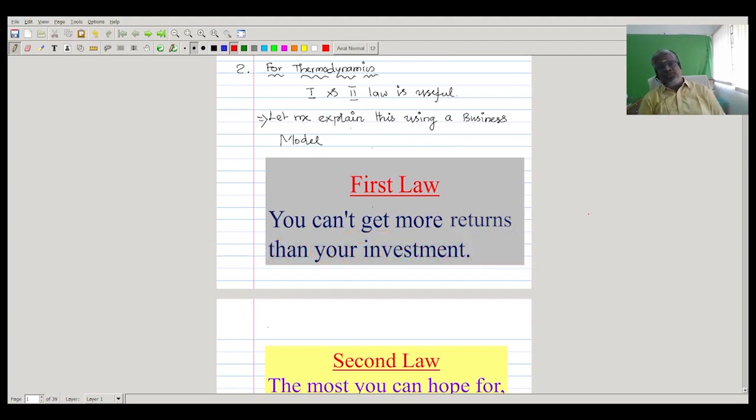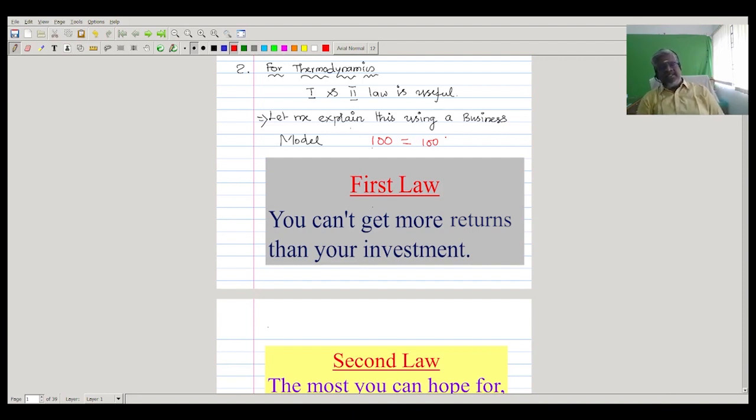Usually, if you want to start a business, what's your aim? You want to invest, suppose, 100 rupees. You will definitely expect at least 110 rupees, that is 10 rupees profit out of your business. But according to thermodynamics, if you are investing 100 rupees, you will get exactly 100 rupees. That is what the first law is saying.